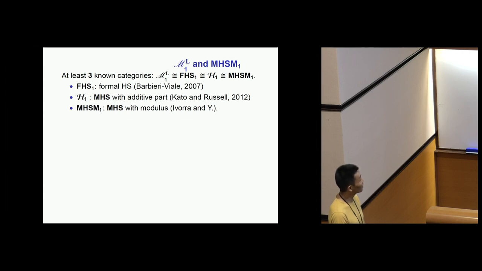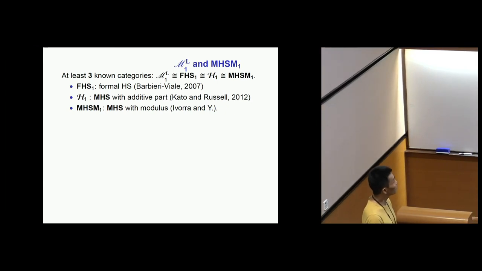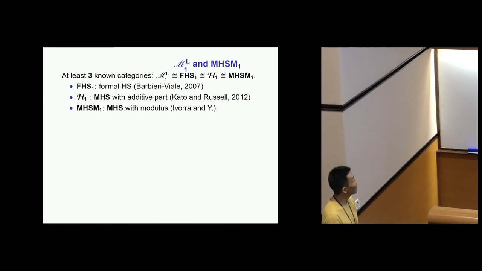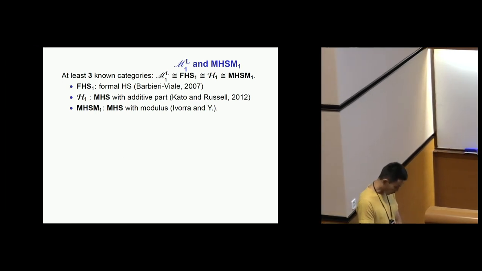And we introduced mixed Hodge structures with modulus with Florian Ivorra. And of course, all of them are equivalent. They are all equivalent to the category of Laumon 1-motifs. So they are all basically essentially the same thing, but in practice, each construction has its own advantage. But today I will, of course, explain our own construction.